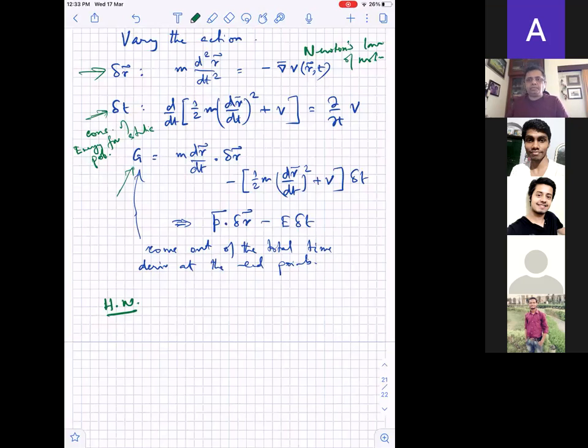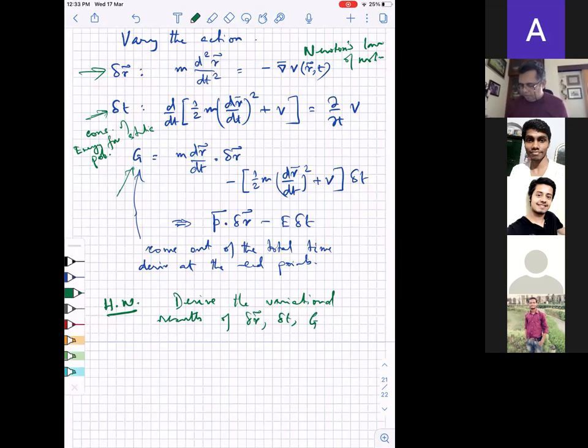So if I want to do my variation, this is a homework, but I'll give you some hint. The homework is to derive the variational results of delta R, delta T, and G. Okay, this is your homework.